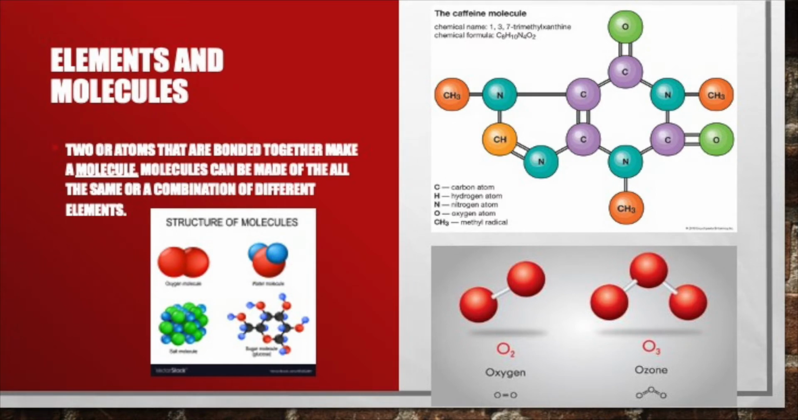Elements and molecules. Two or more atoms that are bonded together make a molecule. Molecules can be made of all the same or a combination of different elements. So here we have, for example, the caffeine molecule, which is made of carbon, hydrogen, nitrogen, and oxygen. Oxygen can still be an element, but it can also be a molecule, because usually you won't find oxygen by itself. So you'll see some elements that do bond with other atoms of the same element. So that's still a molecule. Anytime there are two or more atoms that are bonded together, that's going to be a molecule.